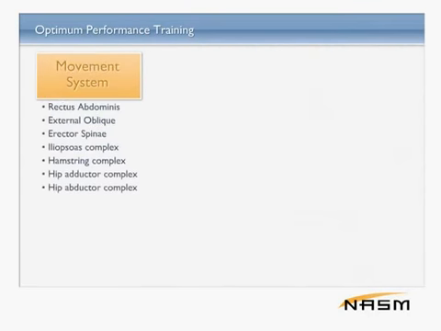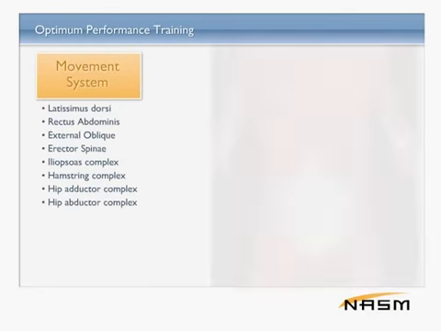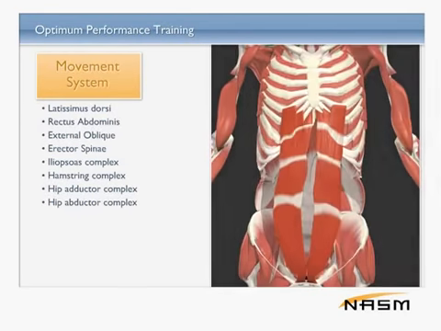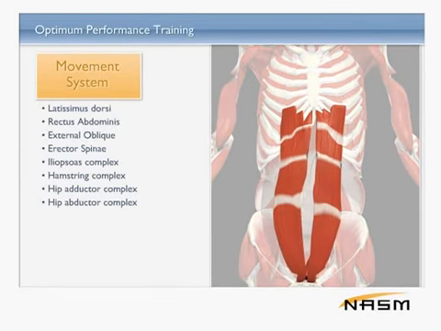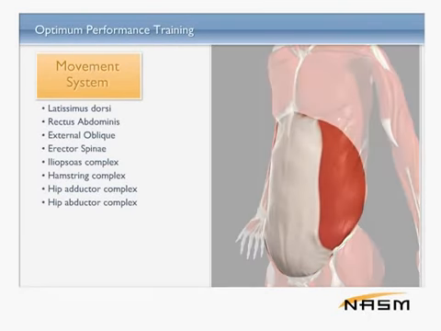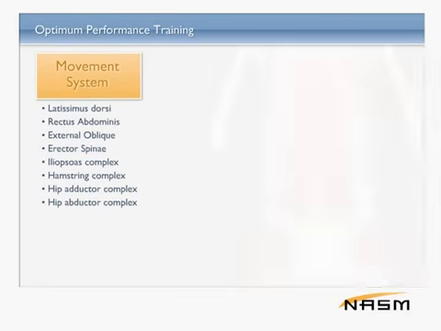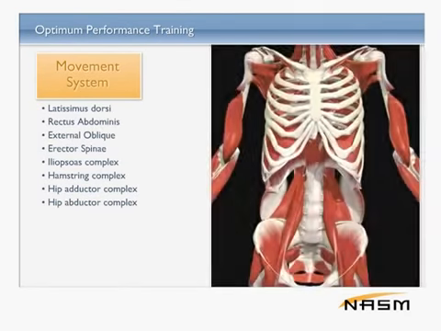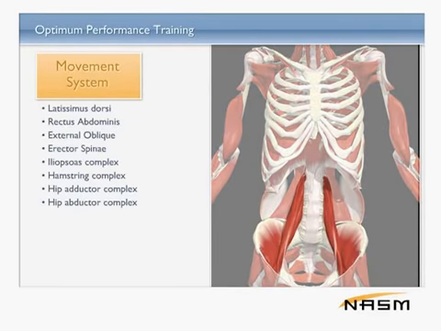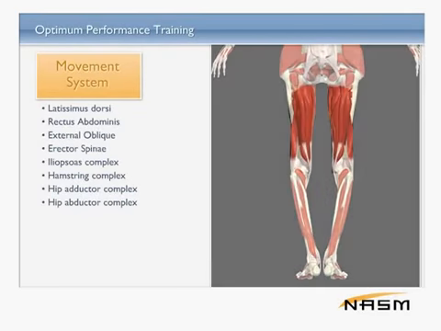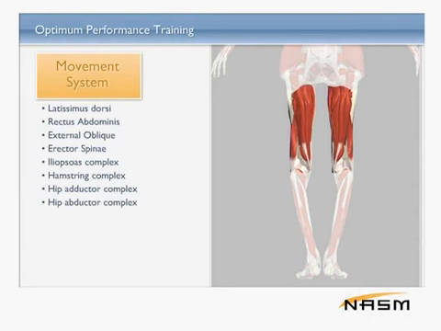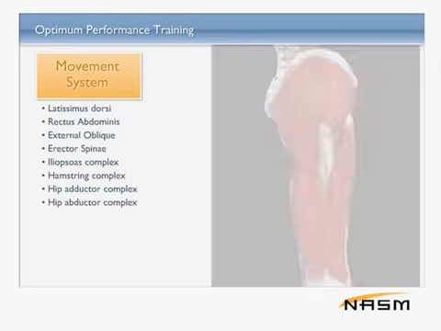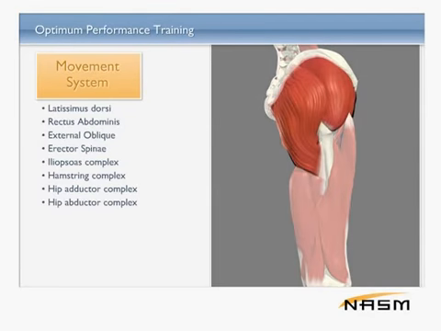Major muscles that make up the movement system include the latissimus dorsi, rectus abdominis, external obliques, erector spinae, iliopsoas complex, hamstring complex, hip adductor complex, and the hip abductor complex.